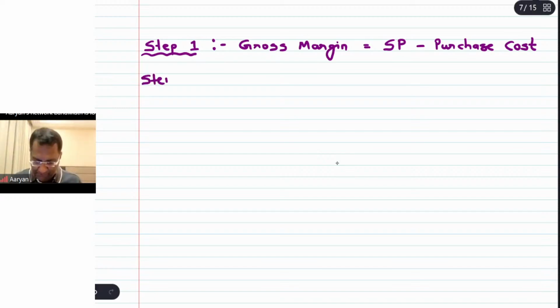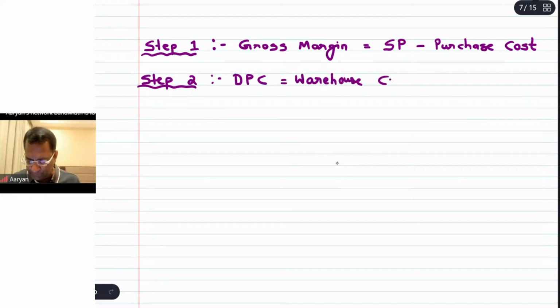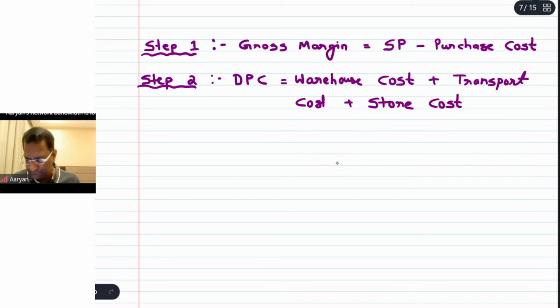Step number 2, it's known as DPC, direct product cost. So the first one is warehouse cost plus transport cost plus store cost. Okay, beta. This is known as DPC. If you want to write the full name, you can write direct product cost. Such costs which can be directly related to a particular product are known as direct product cost.